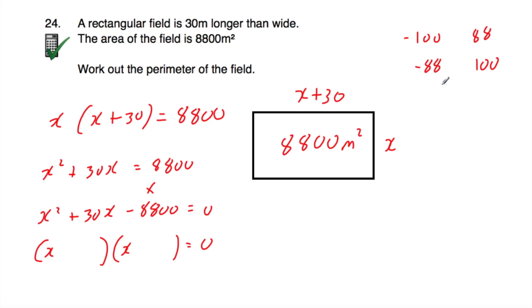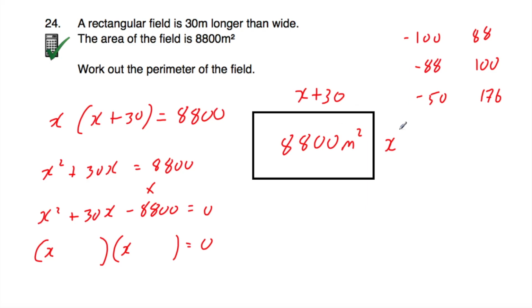Okay, so we've tried 100. Now let's try perhaps 50. So let's take our 8,800 and divide it by 50. We get that's equal to 176. So let's try minus 50 and 176. But when we add them together, it's not going to be 30. So we've tried dividing this by 100. We've tried dividing it by 50. Now let's try 75. So let's take 8,800 and divide it by 75. And that's a decimal number. Okay, let's try 80 perhaps.